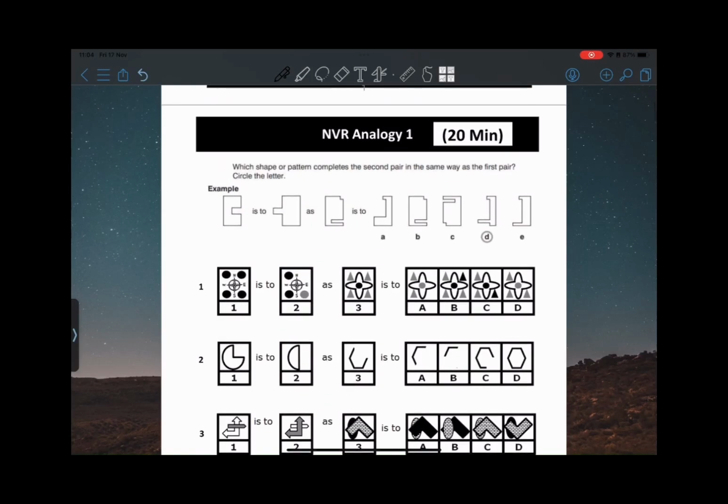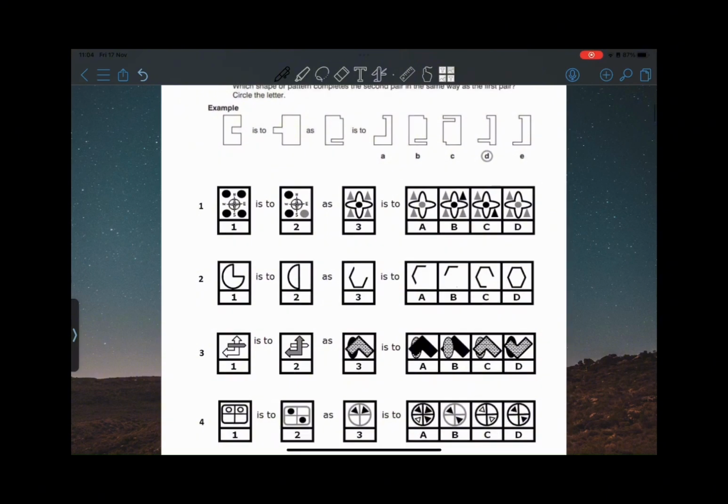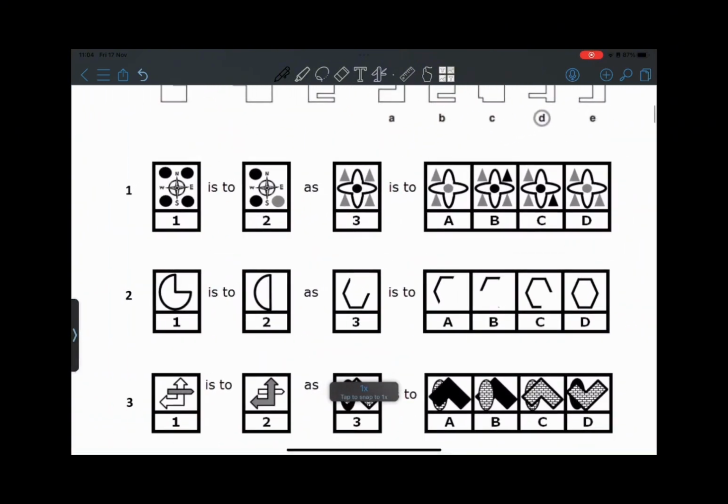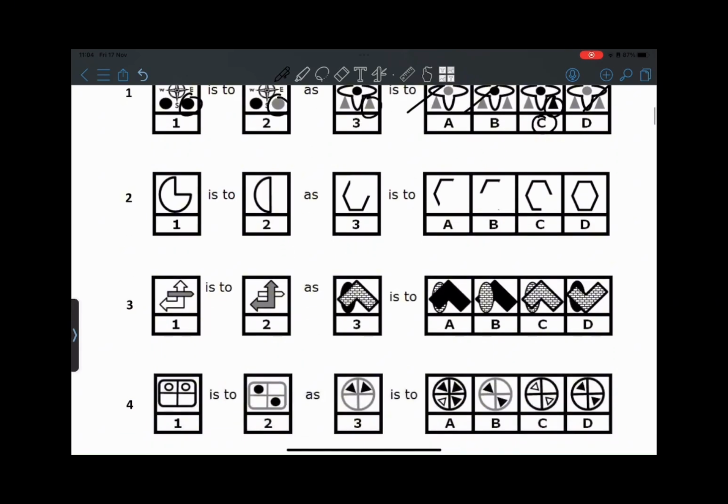Analogy, 20 minutes, okay. I'll actually try and do these according to the timings while also explaining it as well. So, for analogy, you have to always look for a change that happens from 1 to 2, and then apply that change to the next one. What you can see here is the first change that happens is at the bottom right, it turns grey. So this one's obviously going to change to an opposite colour. So that's why it's going to be C. You can just cross out the rest of them.